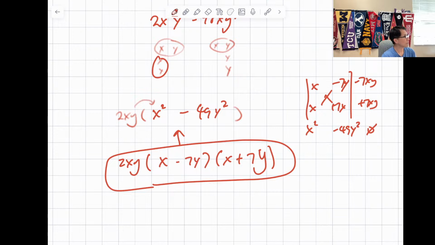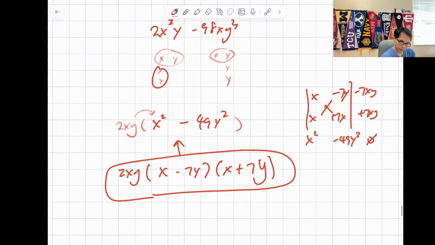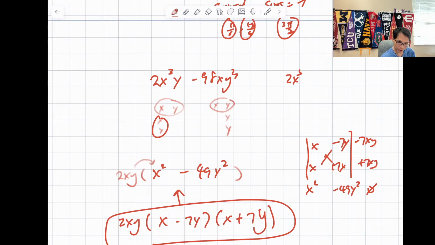I have a question. If it was y squared, would one of the y's go away? It would be like x minus 7. Let's say I have 2x cubed y minus 98xy squared. So 2xy, what do you have? X squared. And this one's minus what? 49y. Okay.